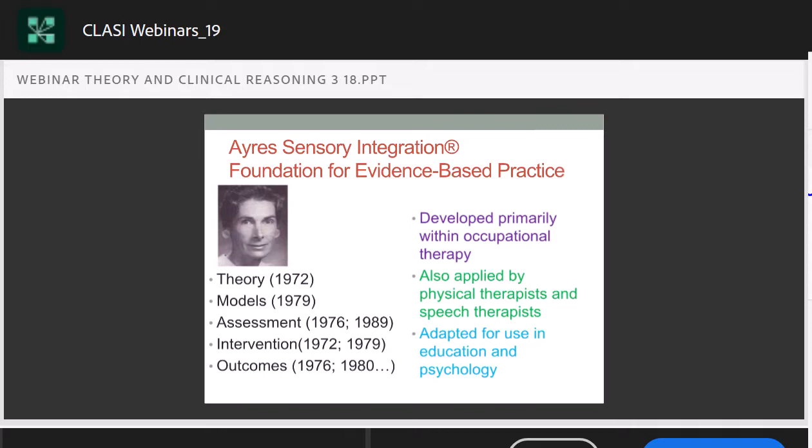You'll see that this foundation is composed of many elements. Dr. Ayres developed the theory. I'm going to show you her seminal book on this. Her models, she has excellent models of practice. I'm going to show you that as well. She had assessments and also an intervention method, as well as looking at salient outcomes. Rarely does someone do all of this work in one career, but because of all of this work, she provided an excellent foundation for evidence-based practice for us.